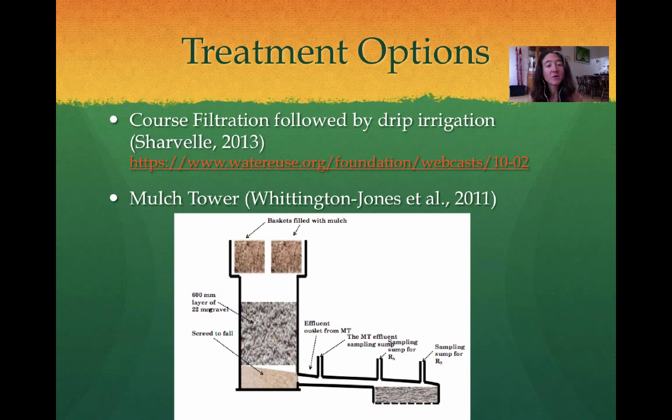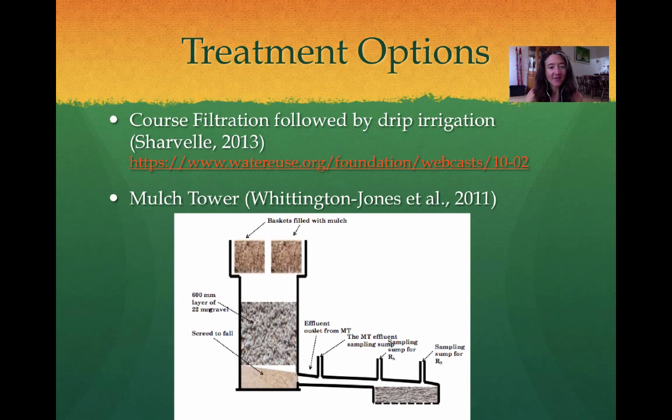The other thing that can be used, in a Whittington Jones article in 2011, they talk about the making of a mulch tower, which is super easy. You just put mulch on the top and then gravel, and then you have this screen surface that allows the water to exit from that filtration. And then that's a rough filtering apparatus that can be really, really effective. So there's another simple solution like this.